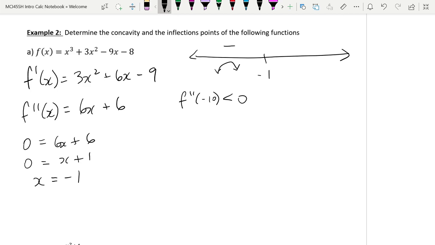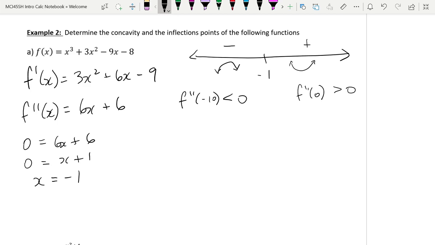All right, let's pick a number bigger than -1. How about 0? What's f double prime of 0? Well, that's definitely going to be 6, so that's going to be greater than 0. So that's positive, so that's going to be concave up.